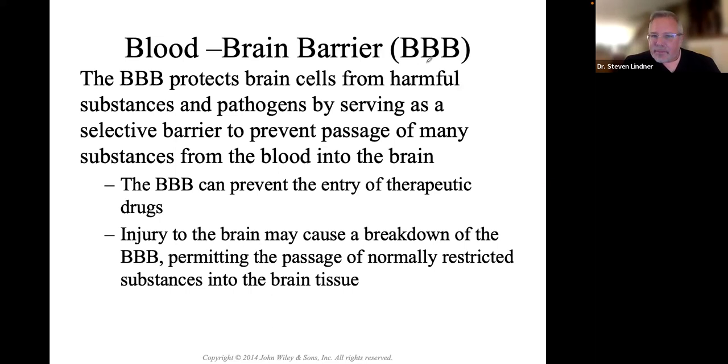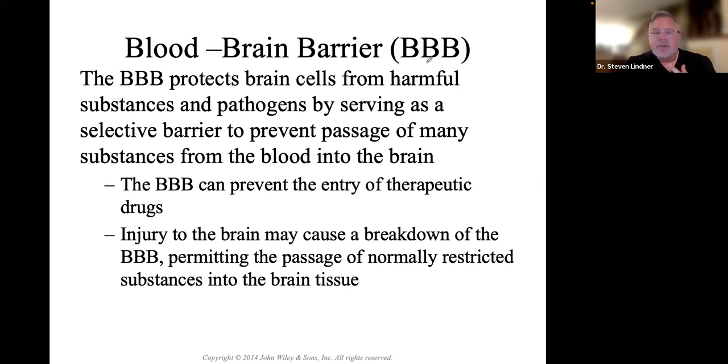We know that there is a blood-brain barrier, and that's going to protect brain cells from pathogens or toxic substances. It's designed to prevent the passage of toxic substances into the brain. Okay, but alcohol can cross that barrier. Alcohol can get into the brain.